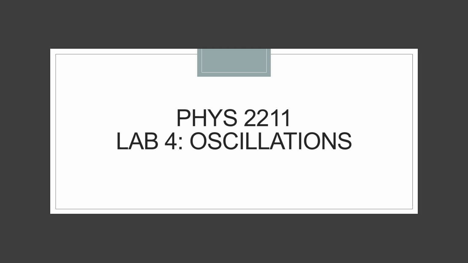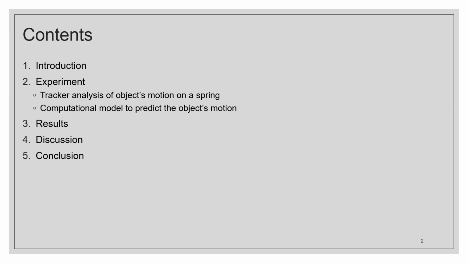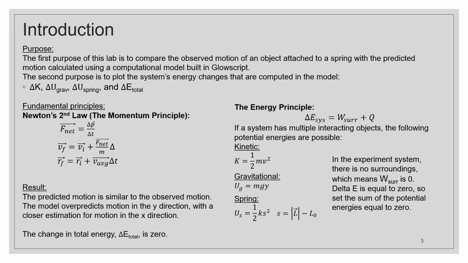This is Physics 2211, Lab 4, Oscillations. In this lab report, I will first introduce the experiment and then explain its two components, the tracker analysis of the object attached to the spring and the computational model to predict its motion. I will then follow with the results, discussion, and the conclusion.